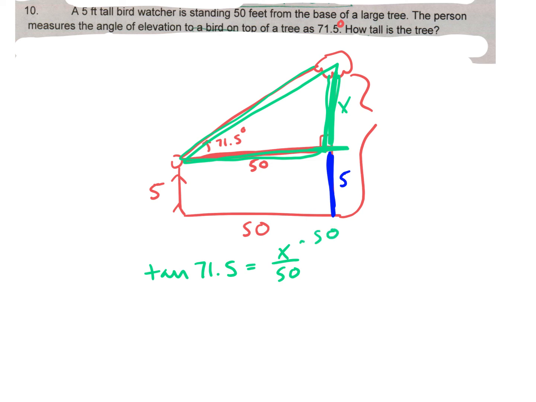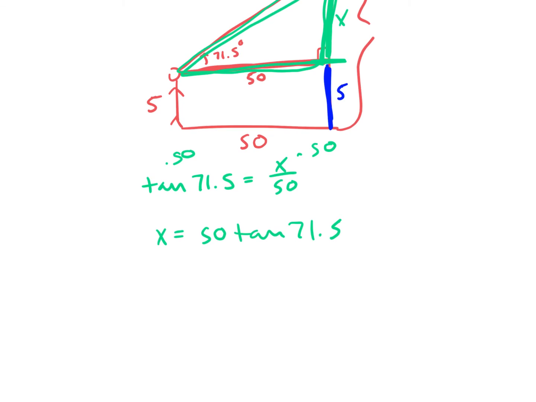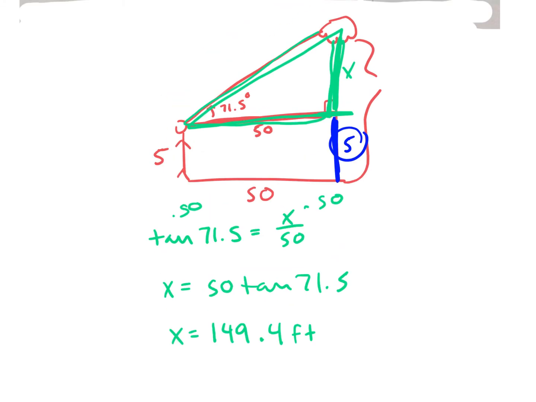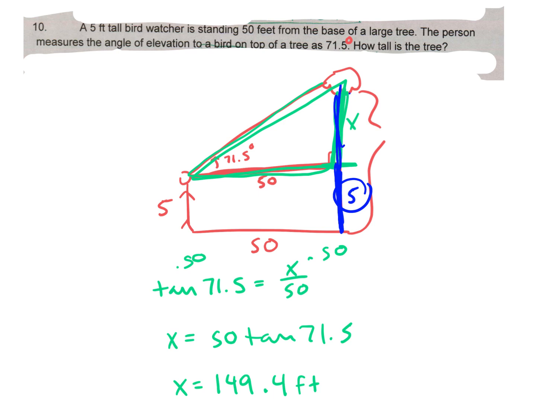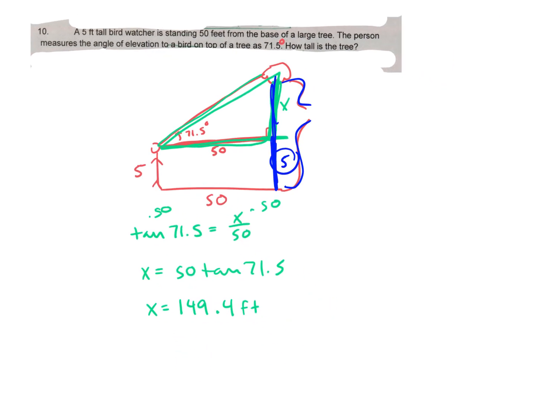So I would multiply both sides by 50. So x is equal to 50 times the tangent of 71.5. What did you get when you put that into the calculator? 149.4 feet. But I also have to add 5 to it because the tree is whatever this height is plus 5, the whole thing. So the height of the tree would be 154.4 feet. Yes.